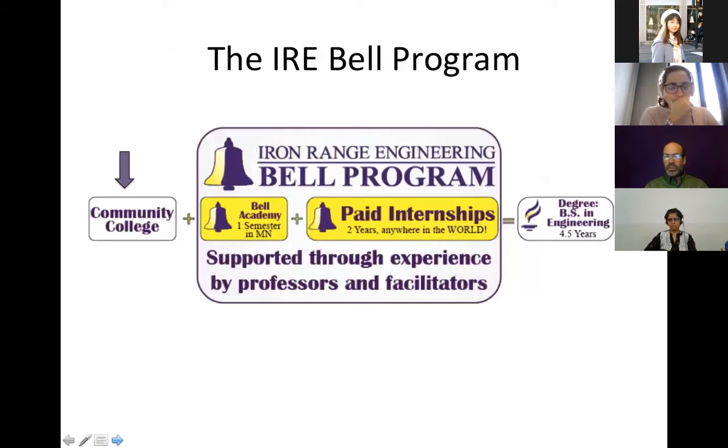Here is a quick description of our new program. It is a 4-year Bachelor of Science in Engineering. The first 2 years happen at a community college anywhere in the United States. Students do their calculus and physics and pre-engineering courses. Then they come to the Bell program for 5 semesters. The first part of that is this Bell Academy, where they build their collaborative skills and their workplace skills, so that they can then go and do 2 years of paid internships, co-ops, while they're continuing to acquire their technical, professional, and design knowledge. And then at the end, they get their bachelor's degree.